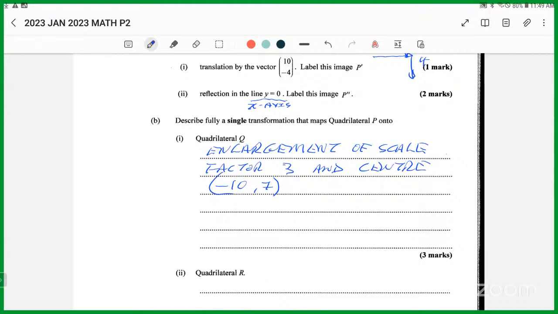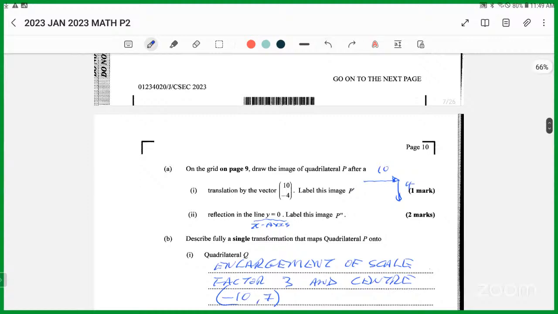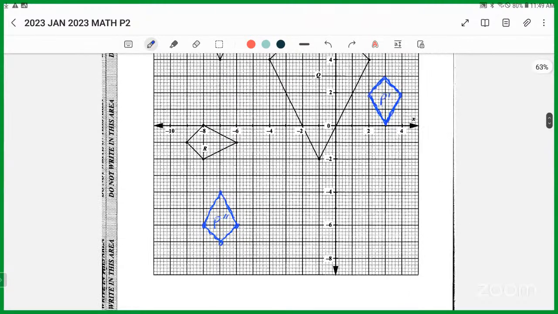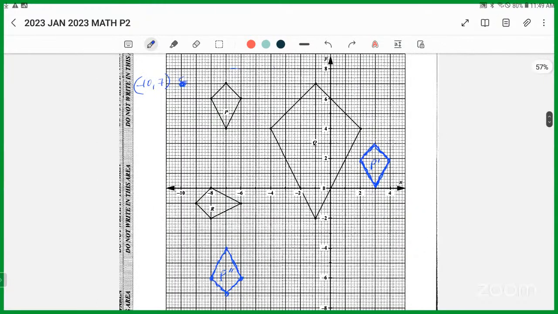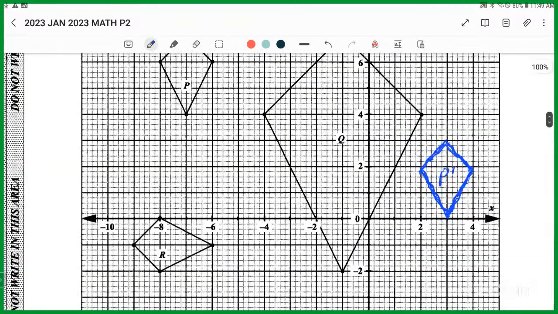All right? Next one. Q to R. That's this one to this one. I will say it's a rotation. Let me take this off, right? I'll leave this one on the screen now. From this to this, pay attention to this one, guys.